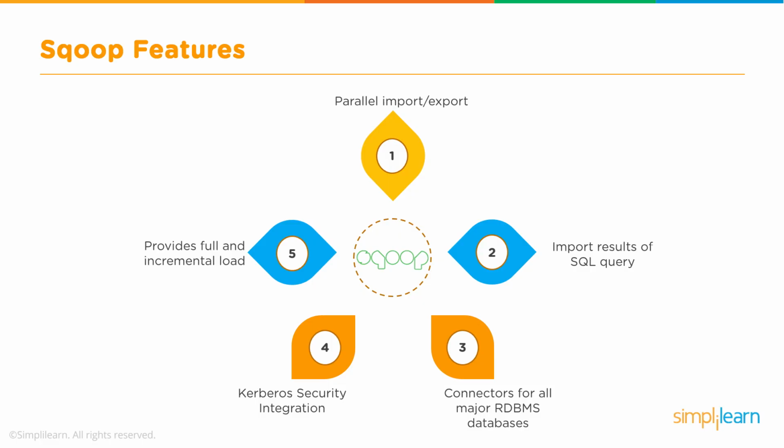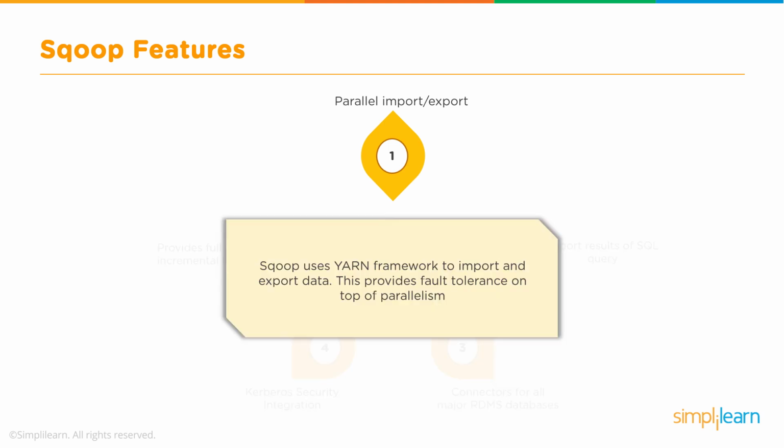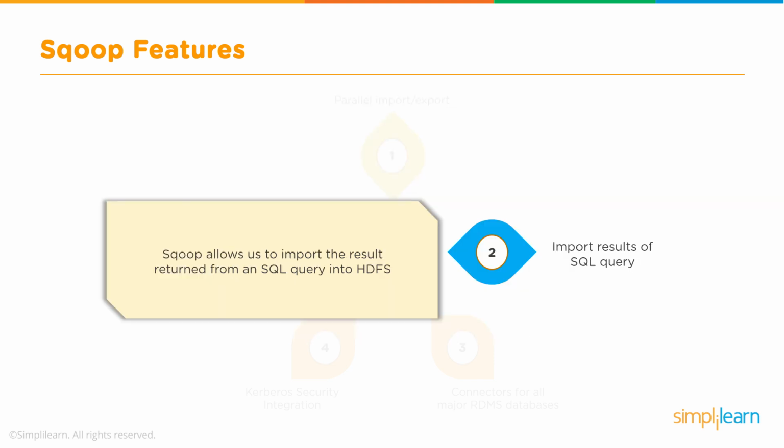Let's take a look at Sqoop features. Sqoop features has parallel import and export, import results of SQL query, connectors for all major RDBMS databases, Kerberos security integration, provides full and incremental load. So when we look at parallel import and export, Sqoop uses YARN, Yet Another Resource Negotiator, framework to import and export data. This provides fault tolerance on top of parallelism. Sqoop allows us to import the result returned from an SQL query into the Hadoop file system, or the HDFS. And you can see here where the import results of SQL query come in.